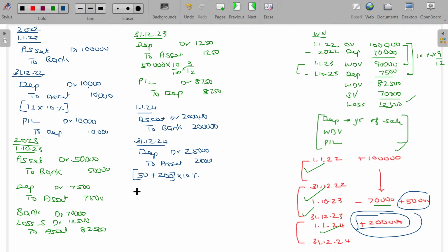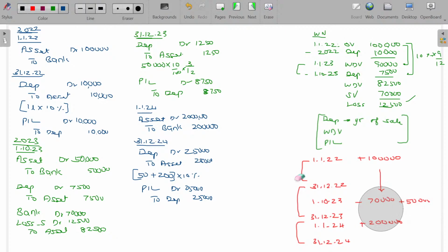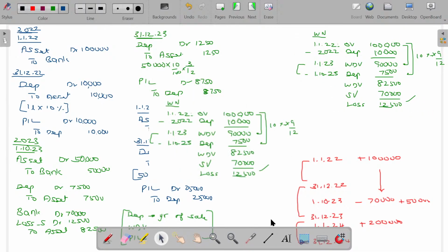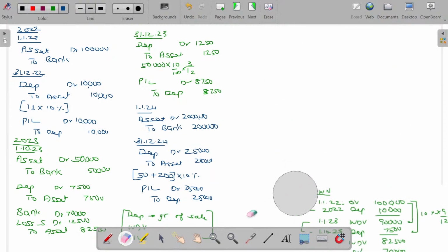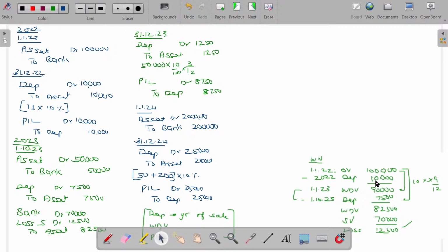And year end comes, automatically the depreciation is to be transferred to the P&L account. So P&L account debit to depreciation. This value being 25,000. Clear? Hope now you'll be able to understand. This is the information. This is also a working note. Clear? So these are very, very important ones.